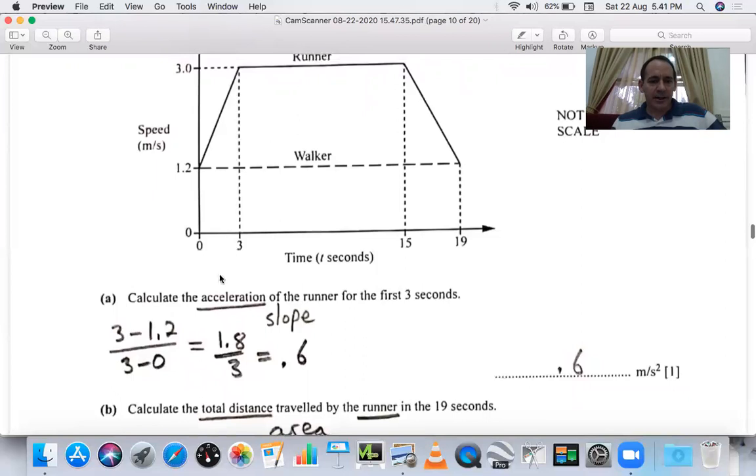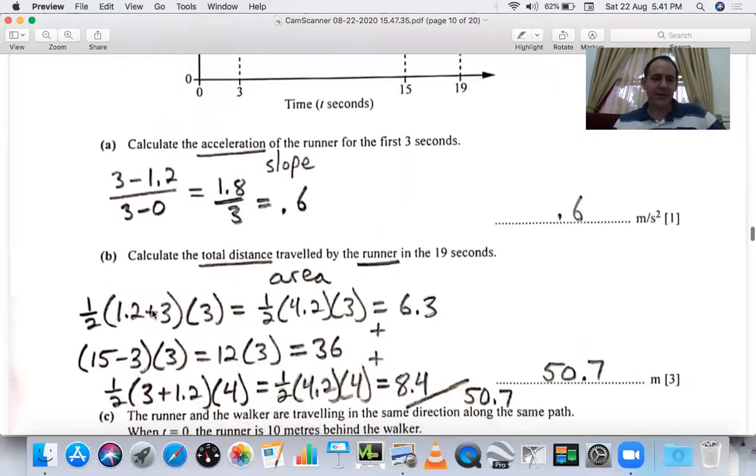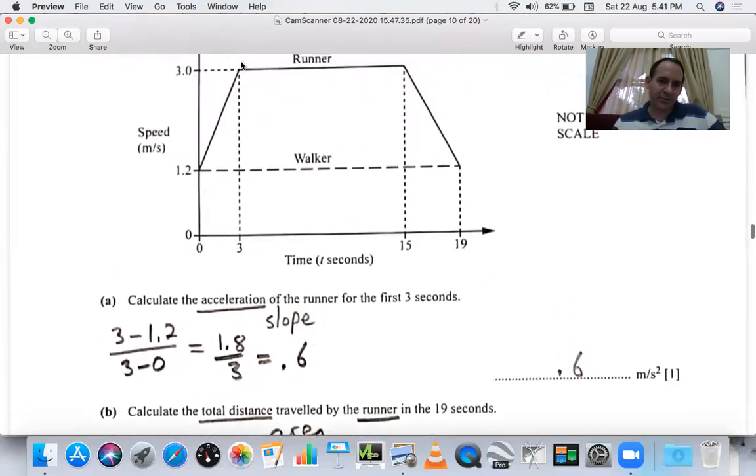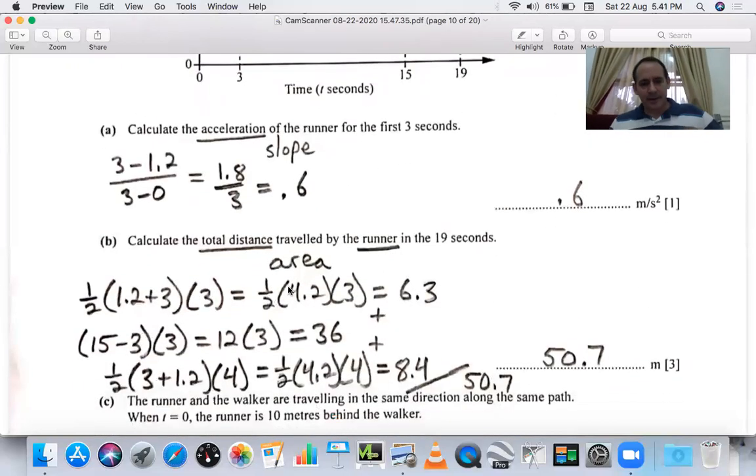So here, this is a trapezoid. So that's why I have 1/2 the two bases, which is 1.2 and 3, and then the height is the 3. So 1/2, add the two bases together, times the height gives you 6.3.